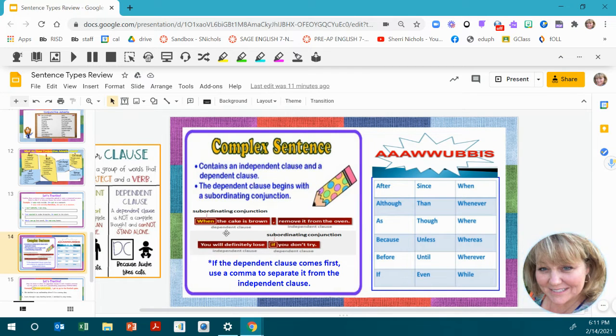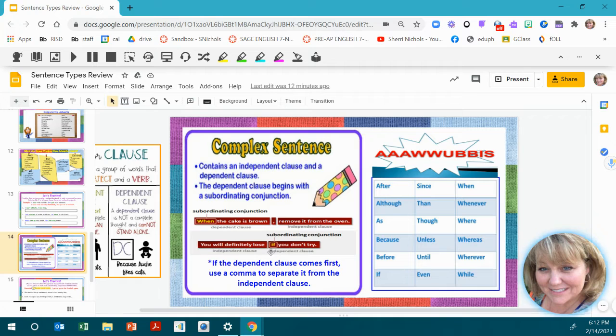Now, a complex sentence is something a little different. It's similar to a compound sentence. However, it contains an independent clause and a dependent clause. And the dependent clause begins with a subordinating conjunction, like when. So if we just say the cake is brown, that is a complete sentence. But if you put the subordinating conjunction at the beginning, when the cake is brown, that is now not a complete thought. It's dependent on more information to be a complete thought. So when the cake is brown, comma, remove it from the oven.